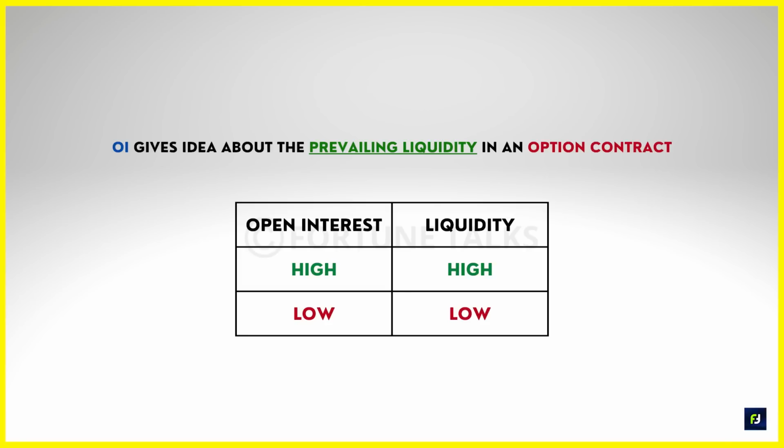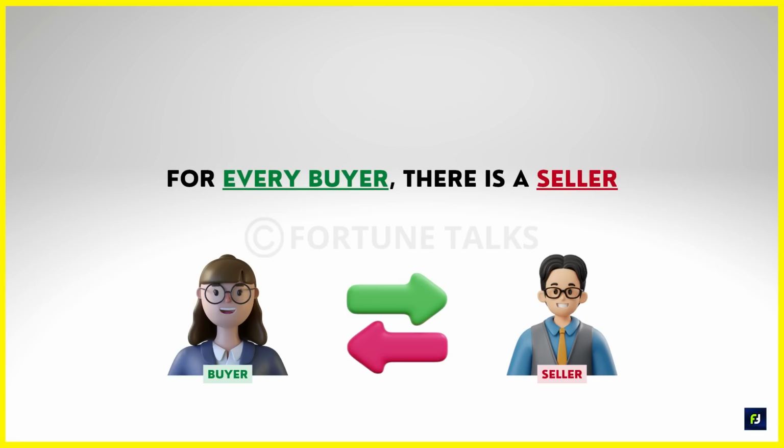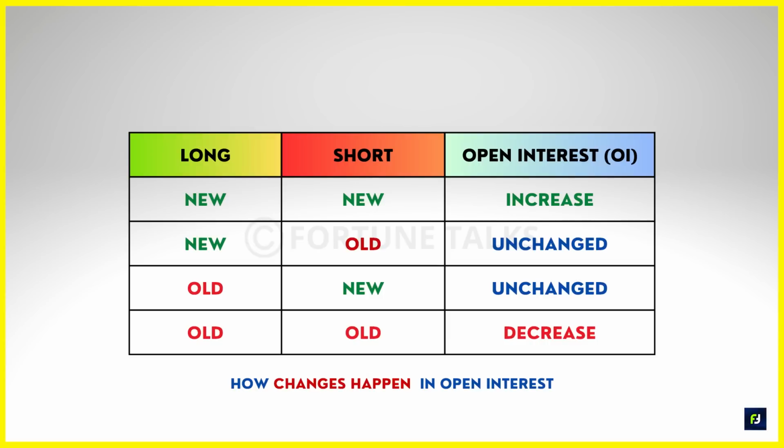Now that we have a basic idea about OI, let's dig a little deeper to learn how to interpret open interest. Before we start, always keep in mind that in the option segment, for every buyer, there is a seller. So if one party is buying, say 50 option contracts, then on the opposite side, there are sellers who are selling 50 option contracts. Now coming back to our discussion, at any point in time, open interest could change or remain the same depending upon the type of transaction. For example, if both sides to the transaction, that is long and short transactions, are old or new, then open interest will change. Else, the open interest will remain unchanged.